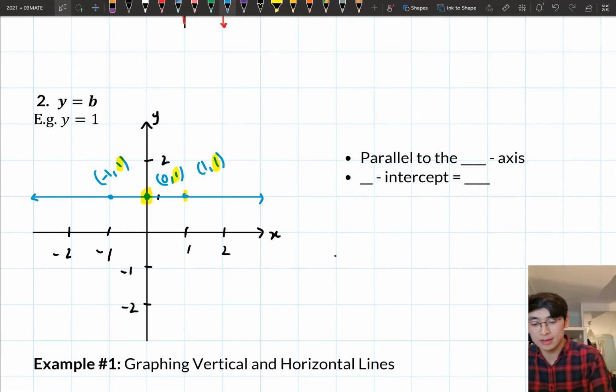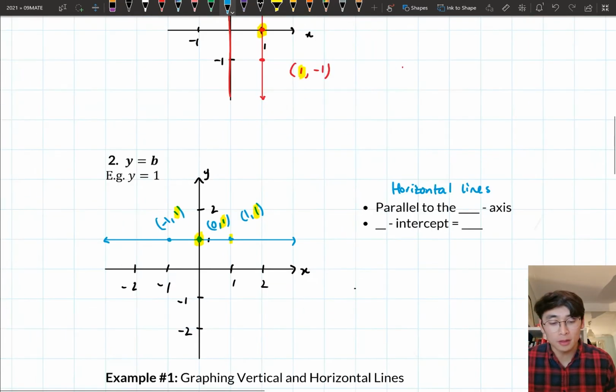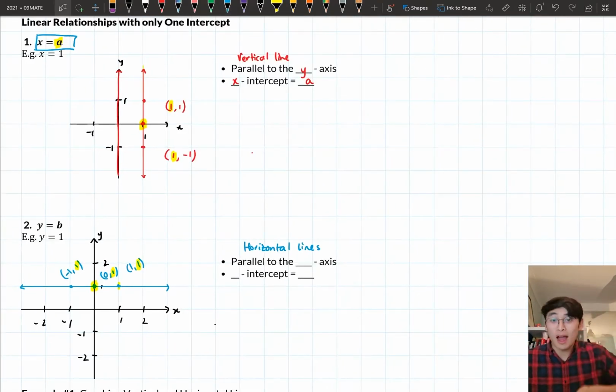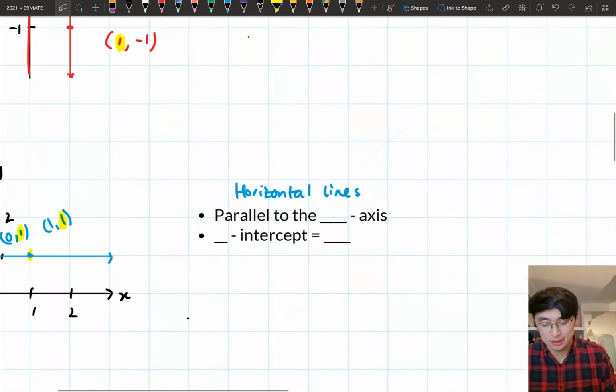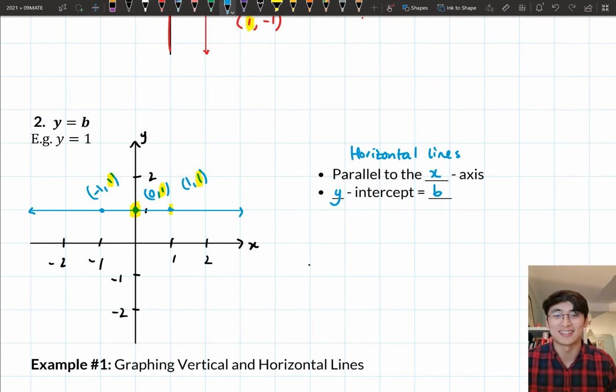Now these are horizontal lines. And if you notice from the pattern, our vertical lines were parallel to our y-axis, and so our horizontal lines are going to be parallel to our x-axis. So here, this is going to be parallel to my x-axis, and the y-intercept is going to be at b, whatever the value of b happens to be. I said a lot of b's in that last sentence, didn't I?